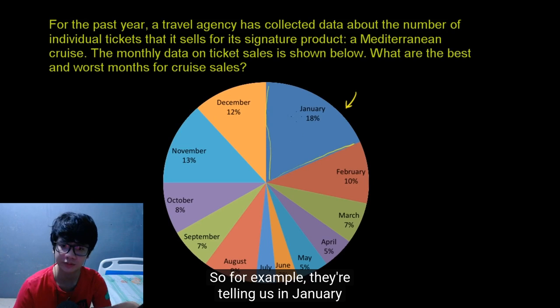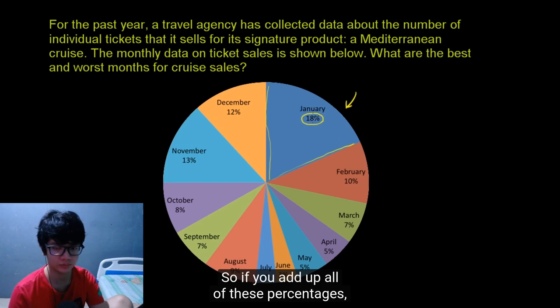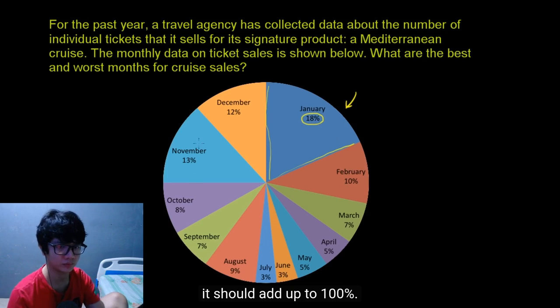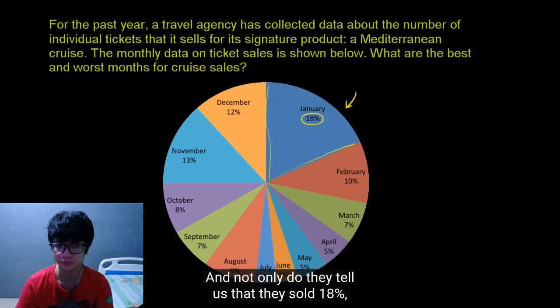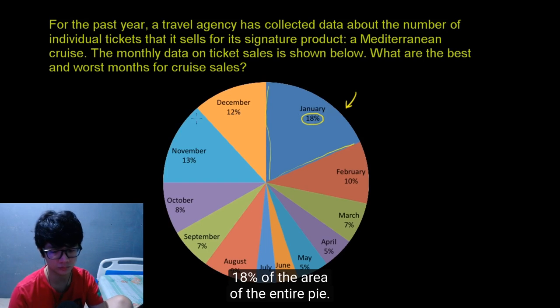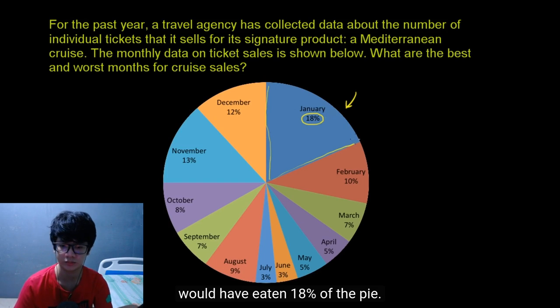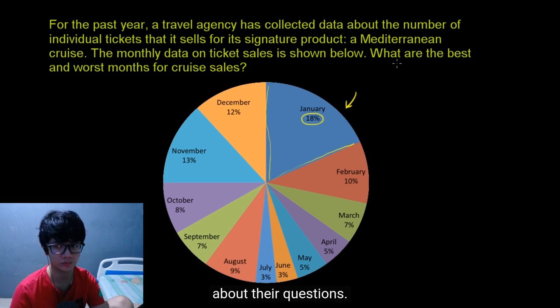For example, they're telling us in January they sold 18% of the total year's ticket sales. If you add up all of these percentages, it should add up to 100%. And not only do they tell us that they sold 18%, but the slice of this pie should be 18% of the area of the entire pie. It is literally 18% of the pie. If you were to eat this slice, you would have eaten 18% of the pie. Now, with that out of the way, let's think about their questions.